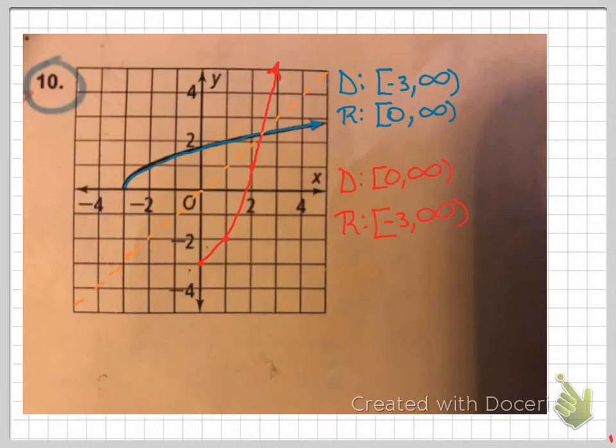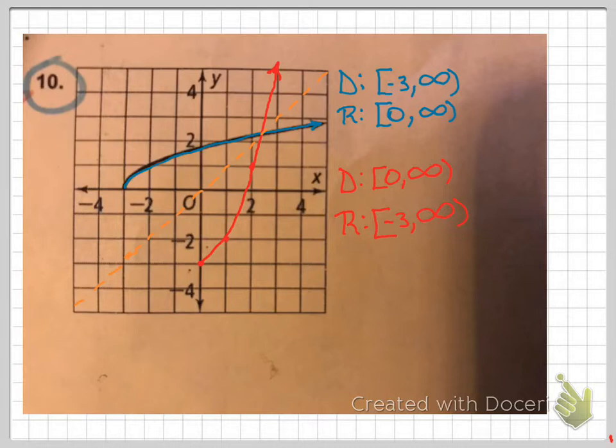Number 10 was for both of you. The graph in black, I went ahead and outlined in blue just so that we could see that that was our original function. The domain was -3 to infinity. The range was 0 to infinity.